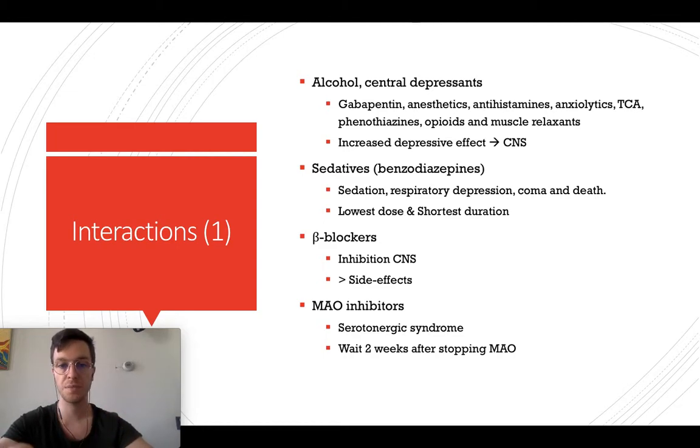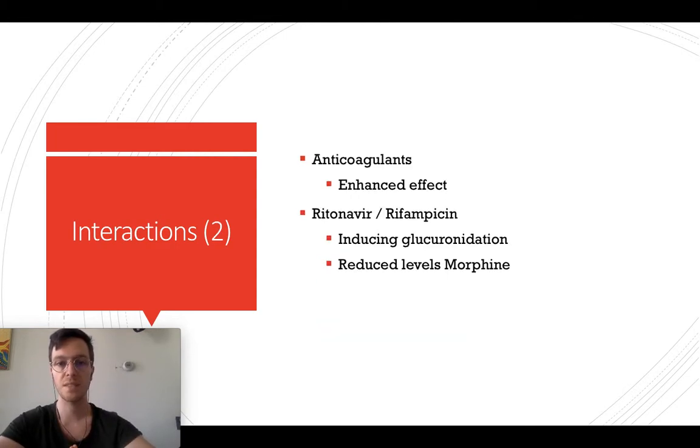Then when you combine morphine with beta blockers, this may lead to inhibition of your central nervous system, and this increases the side effects morphine can have, mostly increases dizziness, headaches, or sedative effects. Then when combined with a MAO inhibitor, this may lead to serotonin syndrome, and therefore you need to stop using a MAO inhibitor and wait at least 2 weeks before you can start giving morphine, otherwise it's very dangerous. When combined with anticoagulants, this may increase the effect of the anticoagulation. You should keep this in mind.